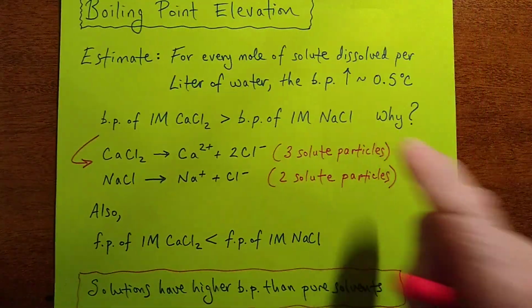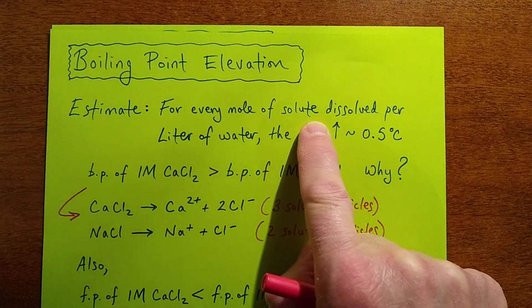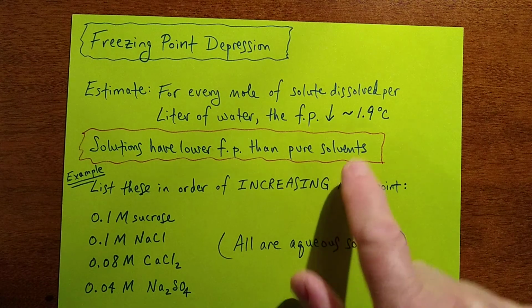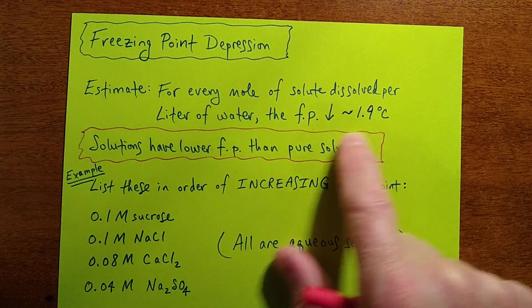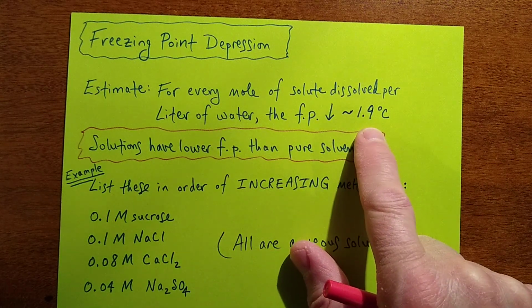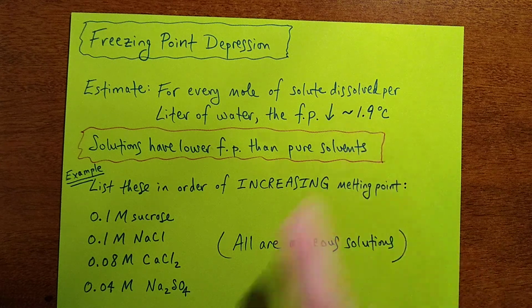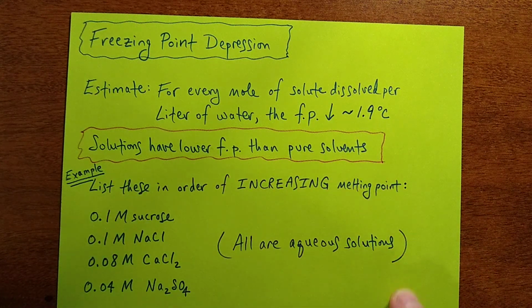Water responds in a more drastic way when we're talking about its freezing point. Its boiling point is only raised about half a degree for every mole of solute dissolved. Its freezing point is affected almost 4 times as much, but in the opposite direction. So for every mole of solute you dissolve, you lower the freezing point by almost 2 degrees. That's why solutions have a lower freezing point than the pure solvents.